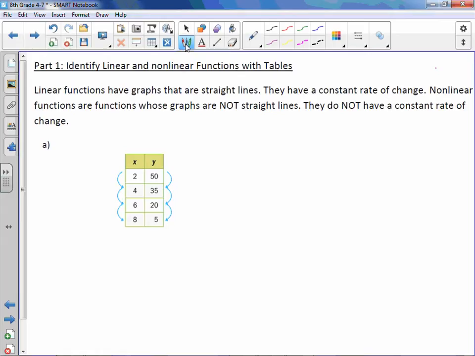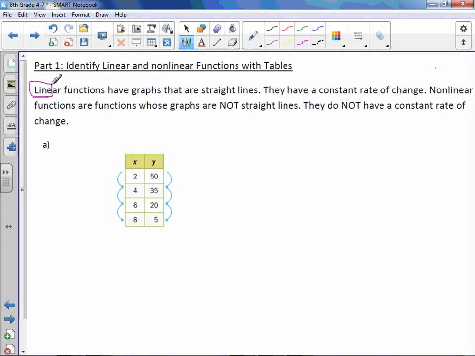An easy way to remember what linear functions are: if you look at the word linear, it actually has the word line in it. So linear functions are straight lines. Nonlinear would be not straight lines.